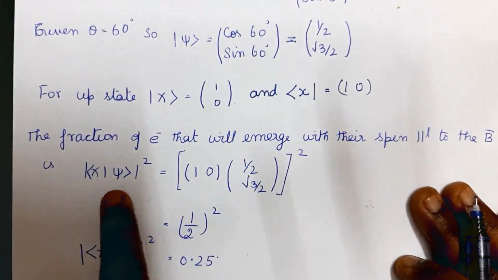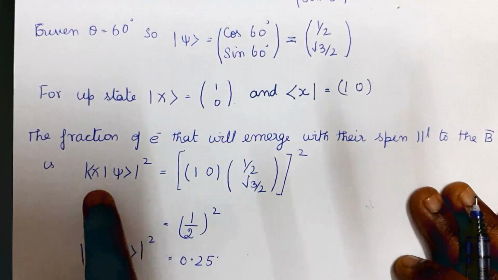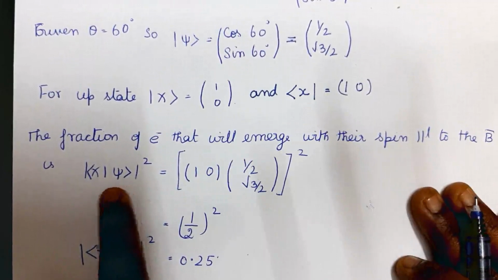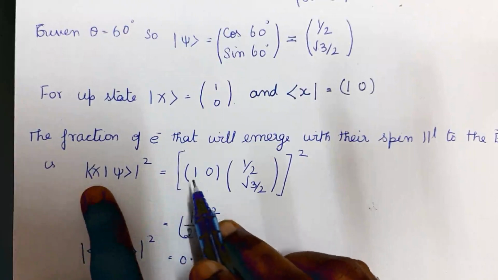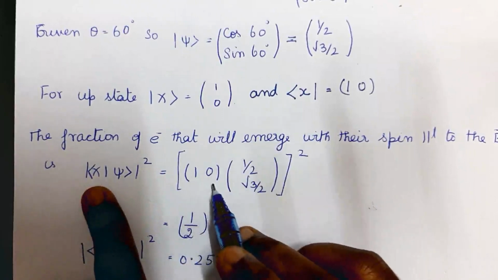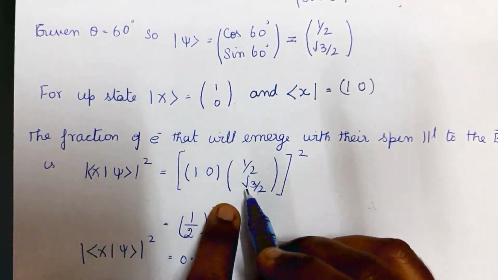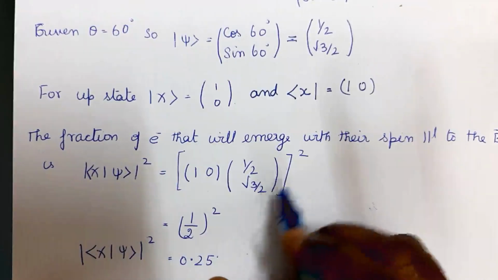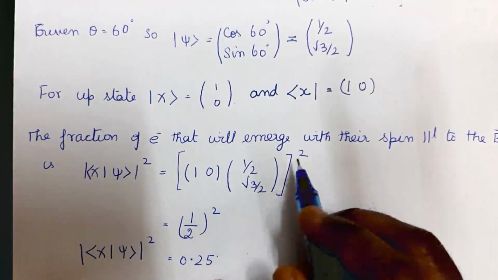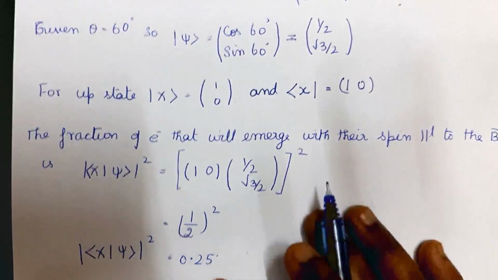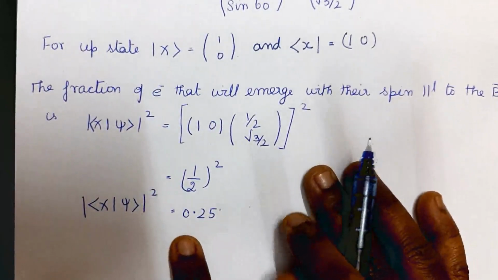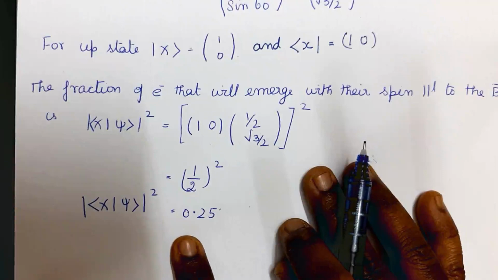That is nothing but the probability density of chi and psi. So the bra-ket notation for chi is 1, 0 and for psi is 1 by root 2, root 3 by 2. By multiplying this and squaring it, we will be getting 1 divided by 2 with a whole square. Therefore, the fraction of electrons that emerges with their spin parallel to the magnetic field is 0.25.